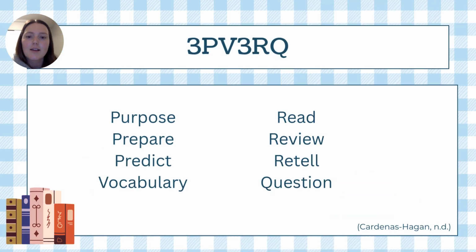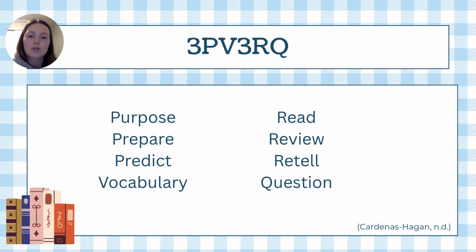Cardenas Hagen has an approach to teaching vocabulary and comprehension that's abbreviated as 3PV3RQ. So hopefully by the end you have that memorized. And 3PV3RQ stands for the 3Ps, which is purpose, prepare, predict, and then vocabulary. And then the 3Rs, read, review, retell, and question.